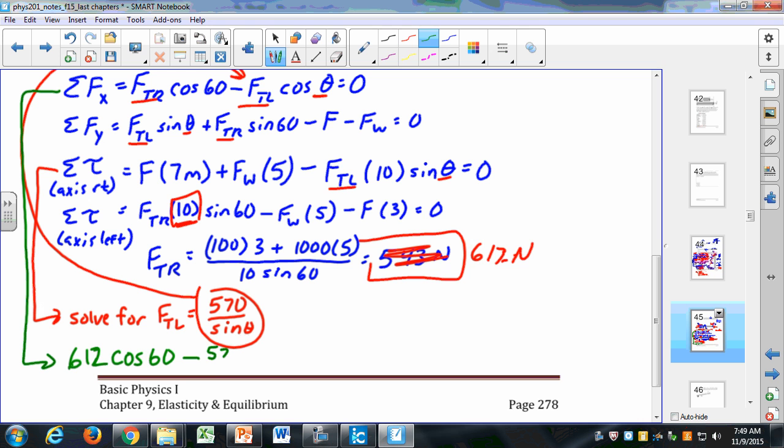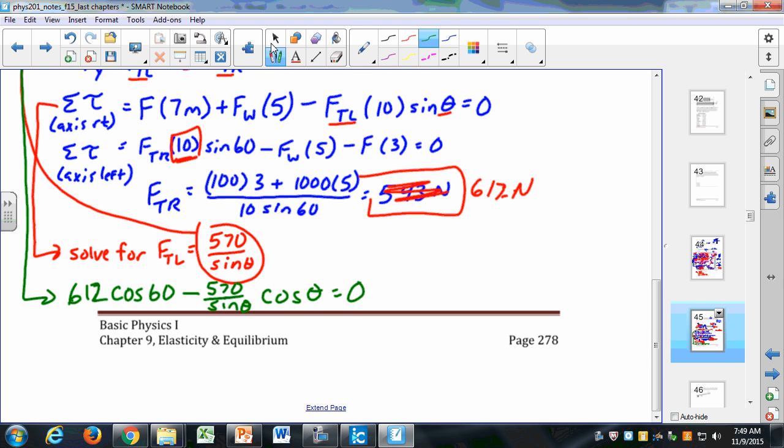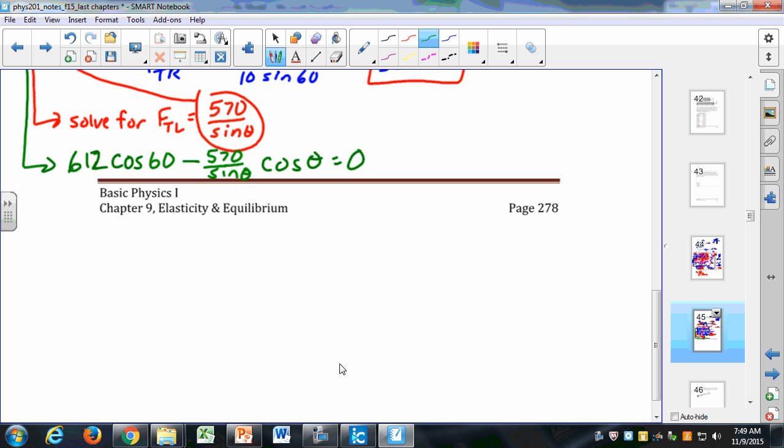Minus 570 over sine theta. That's just making that substitution for FTL times cosine theta equals 0. So now I just want to solve for theta. Cosine theta over sine theta, what's that equal to? It's a cotangent, right? I'm going to do it as 1 over tan.